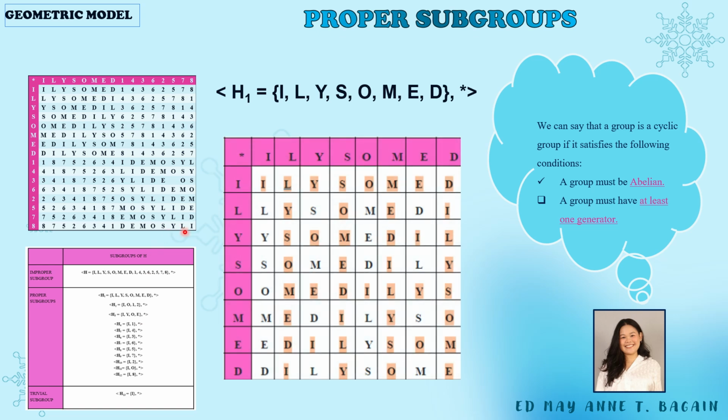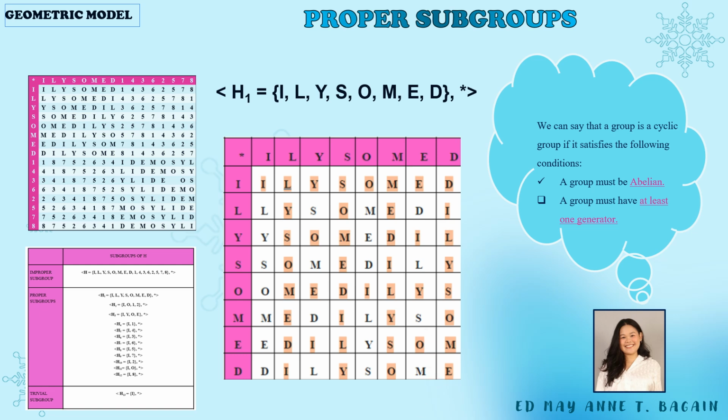As we can see here, I star I is already I, so it ends there. Then we will try the L. I star L is L, L star L is Y, Y star L is S, S star L is O, O star L is M, M star L is E, E star L is D, D star L is I. And then we go back to the I. So it means L is one of the generators of H sub 1, and the same with S, M and D. So how many is that?